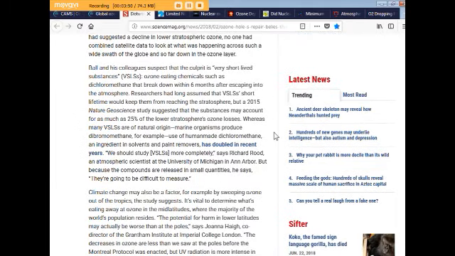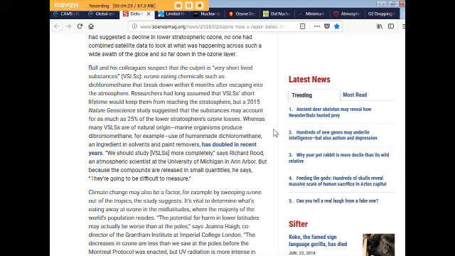Ball and his colleagues suspect that the culprit is very short-lived substances, or VLSSs, ozone-eating chemicals such as dichloromethane that break down within 6 months after escaping into the atmosphere. Researchers had long assumed that VLSS's short lifetime would keep them from reaching the stratosphere, but a 2015 Nature Geoscience study suggested that the substance may account for as much as 25% of the lower stratosphere's ozone losses.